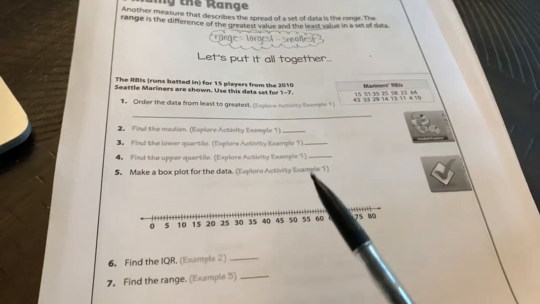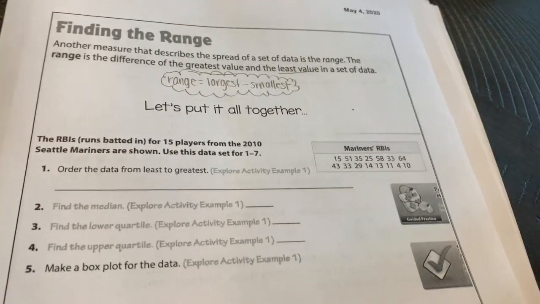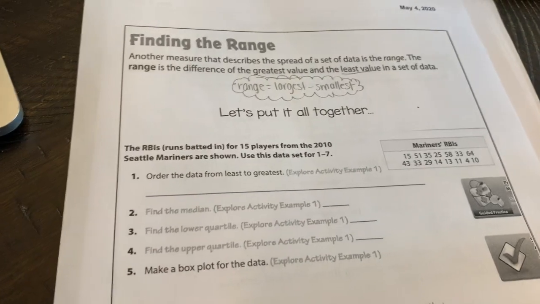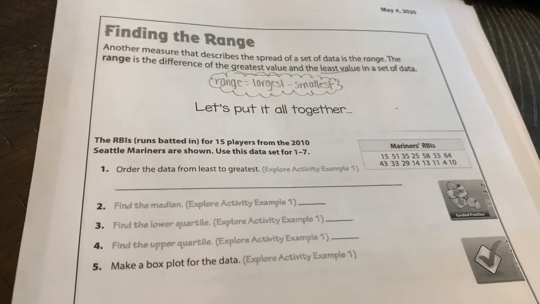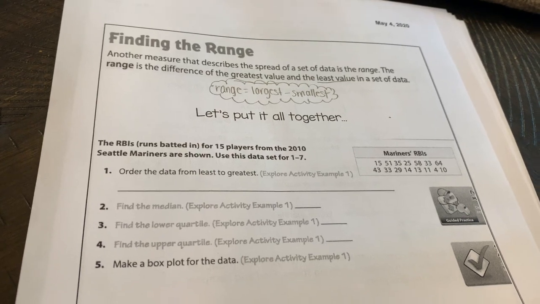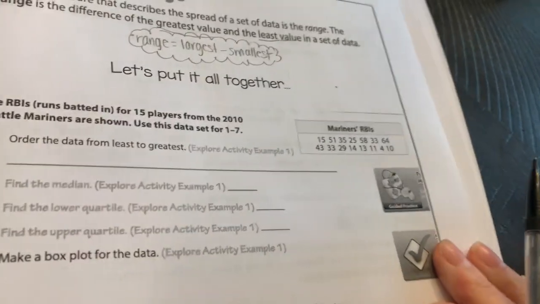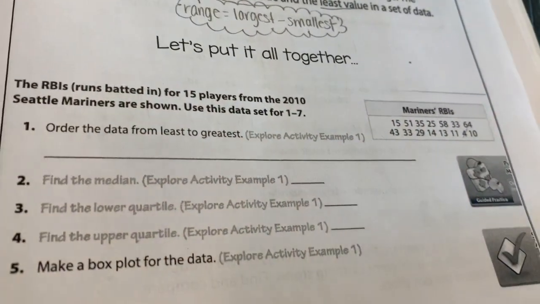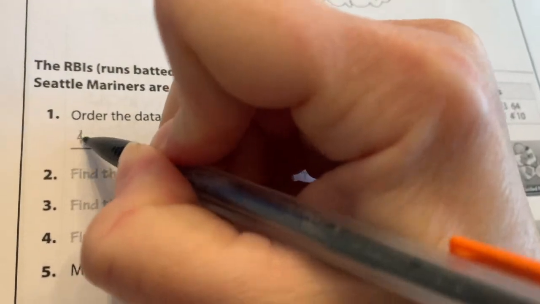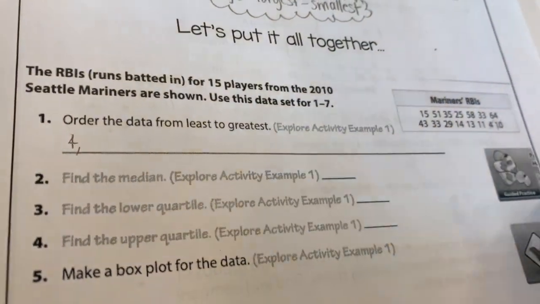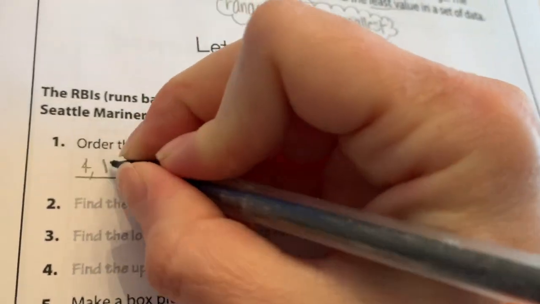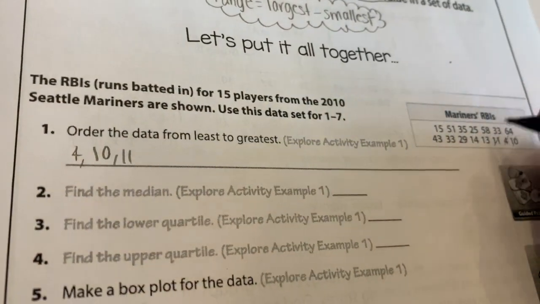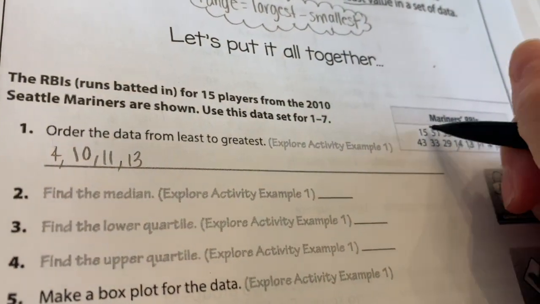So, first things first, we're going to put them in order from least to greatest. So, we've got the smallest number here. Oh, sorry, my computer just turned off. The smallest number here is 4. Okay. So remember, if you cross them off as you go, it makes it a little easier. 4 followed by 10 and 11. 10, 11, and 13. I actually don't really need the commas, but it's okay. 13, 14, and 15.